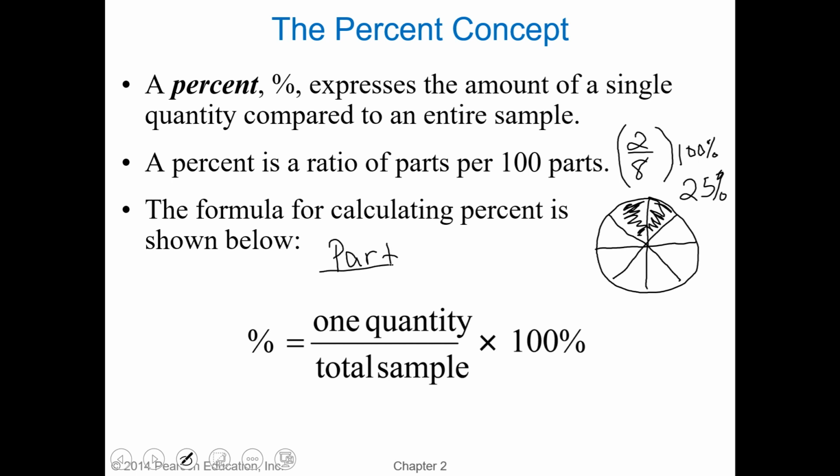So we have part out of the whole times 100%. That's all we mean with the percent concept.